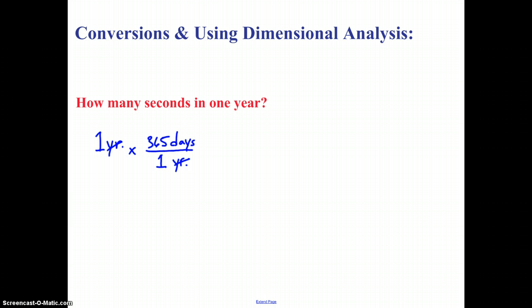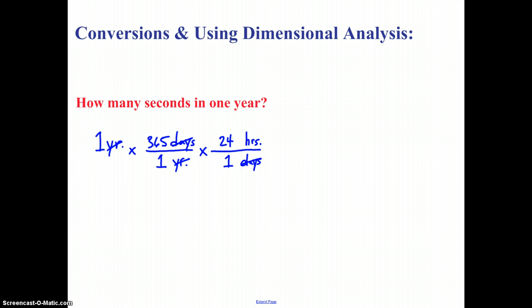So that cancels years. Now we want to multiply by another fraction to eliminate days. So where would we have to put days? We would have to put days in the denominator to cancel out. Most would then convert to hours to do this, another time unit. And of course, 1 day is 24 hours. Days cancels. So now we're down to units of hours.